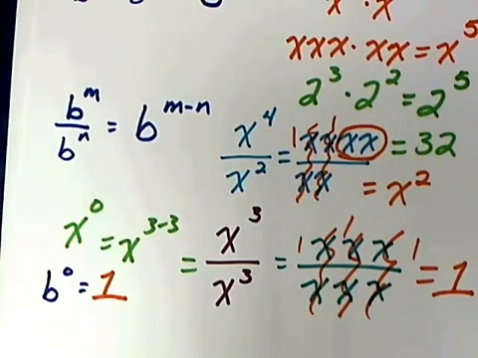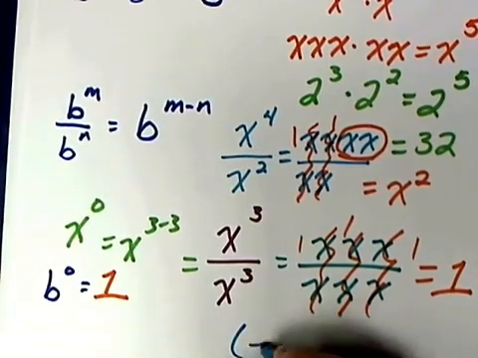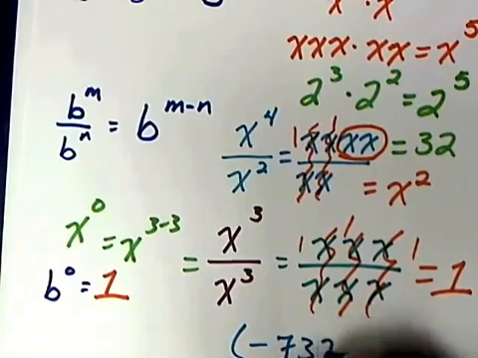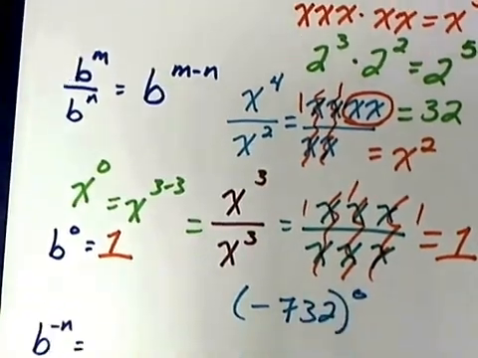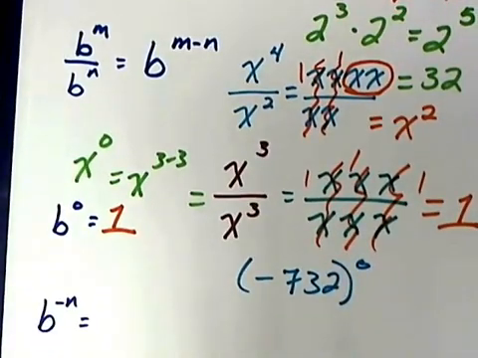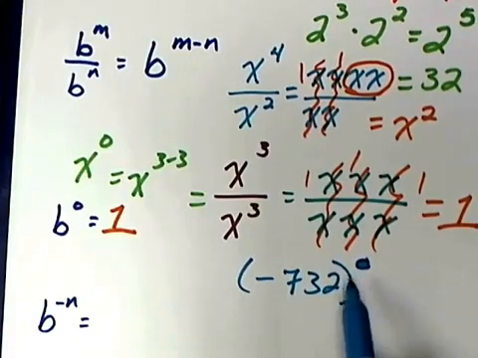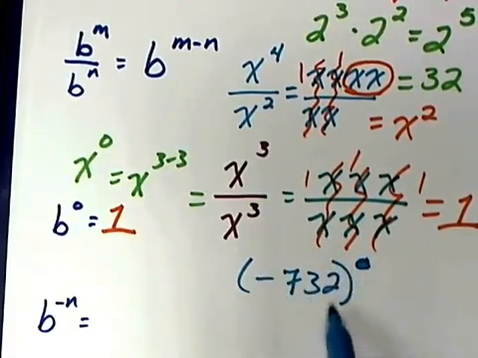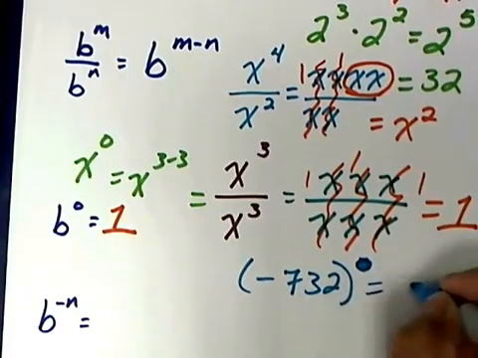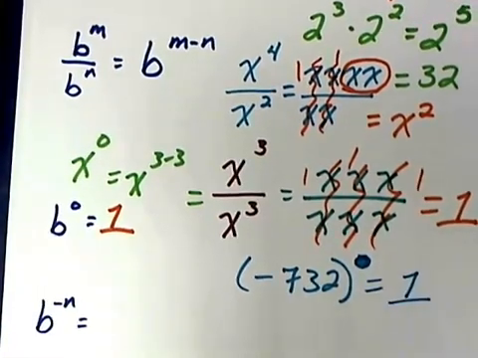Wow, that's fantastic! Alright, so if I had negative 732 raised to the 0 power, because the 0 power is on the outside of my parentheses, everything on the inside is being raised to this 0 power. That means that this whole thing becomes 1. Cool. Rock on.